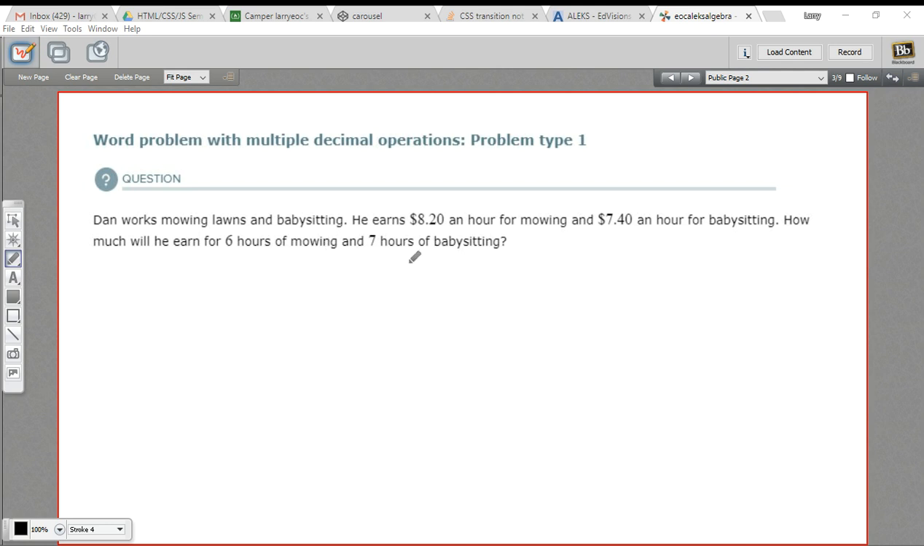Okay, so there's kind of two parts to this problem. There's the mowing money, so whatever Dan earns mowing, and the babysitting, so whatever Dan earns babysitting. So you add those together and you're going to get the total.